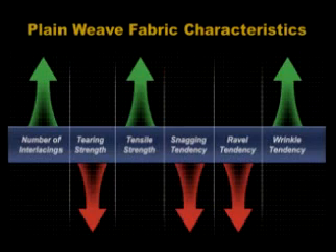The result of this dense weaving is a relatively low tearing strength, higher tensile strength, lower snagging, tendency to ravel less, and tendency to wrinkle more. The basket weave is a derivative of the plain weave.